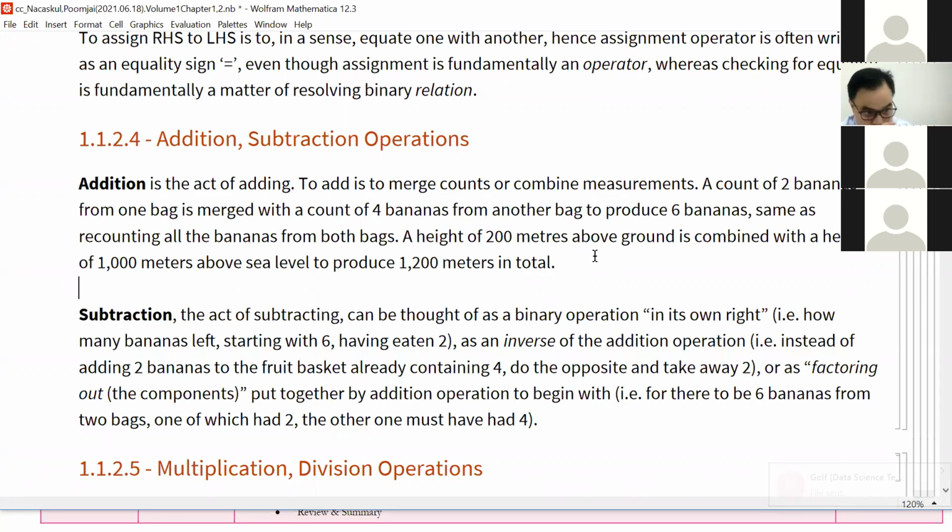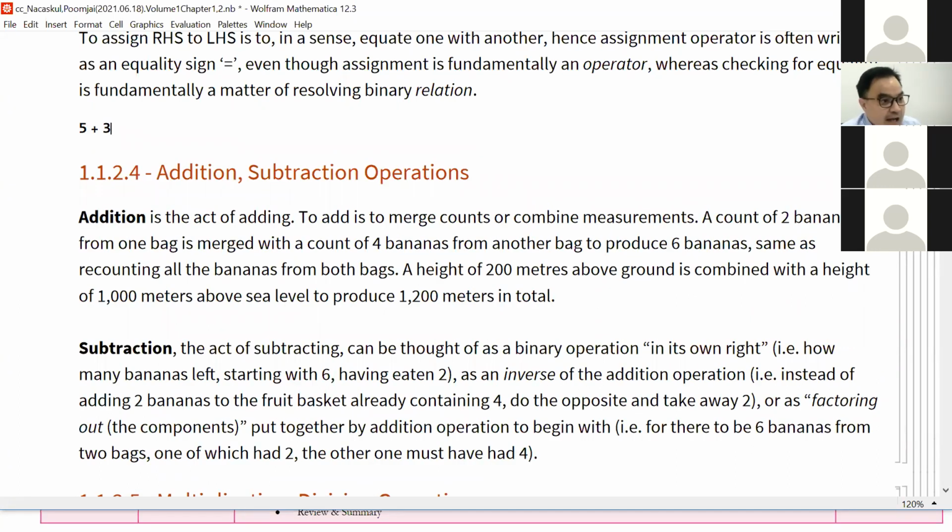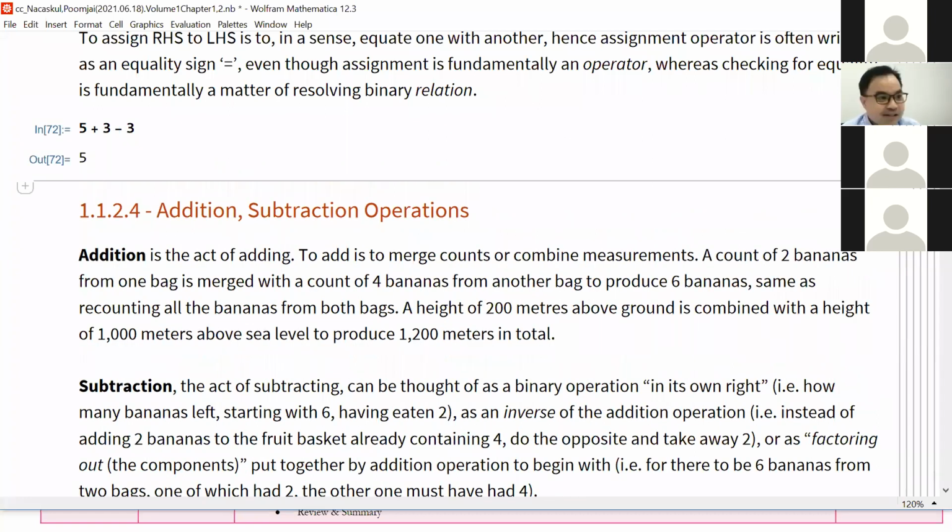But that's not what I'm talking about. I'm talking about thinking of addition and subtraction as an inverse of one another. Okay? 5 plus 3. How can you undo this? You undo this by subtracting 3. And you get 5.